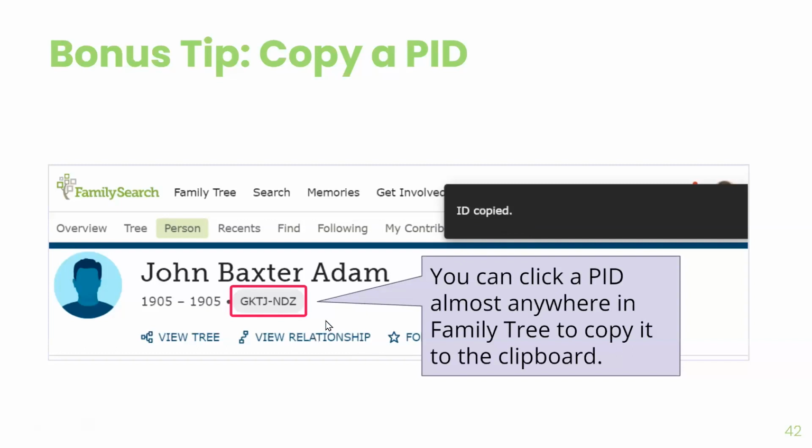Then you can go any place that you want to and paste that PID in. There is one minor exception to this, and this is on the old summary cards. If you click the PID, you will get a little pop-up that says copy PID, and you have to click that before it's copied. But the old summary card is not being used in very many places in Family Tree anymore. So most of the time you're going to get this behavior. But I wanted to mention the other one just in case you encounter that.